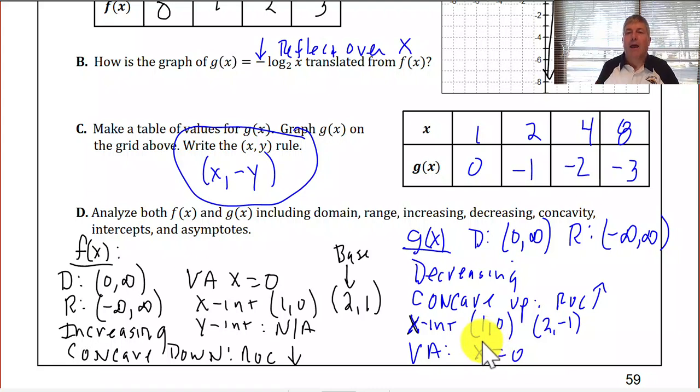And that wraps up this video on finding the domain and graphing logarithmic functions. And we'll get some more practice with this when I see you in class.